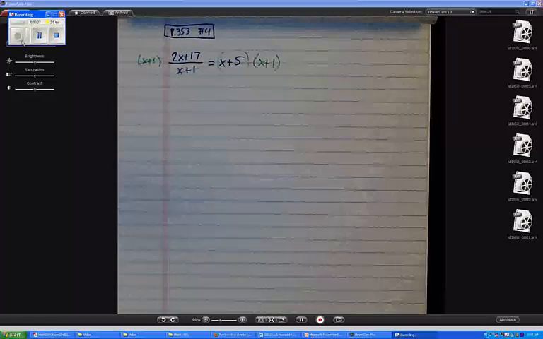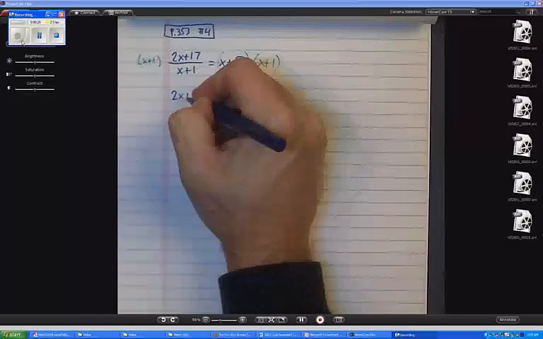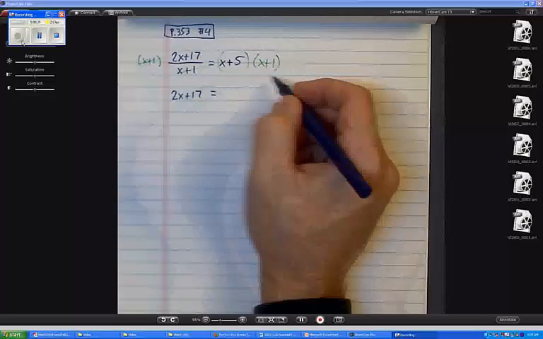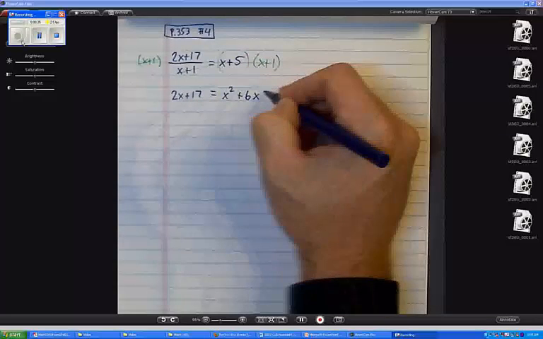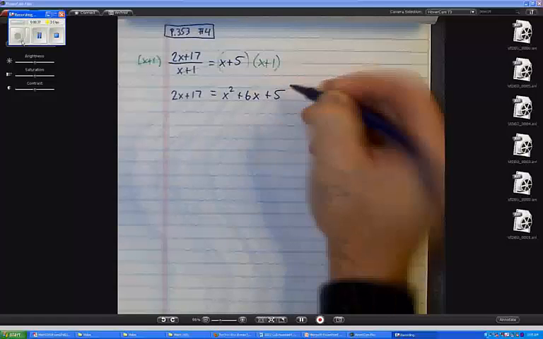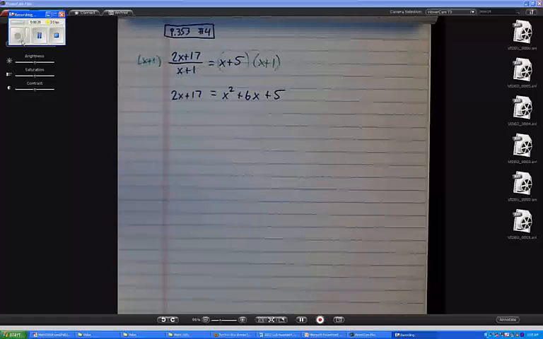So I get 2x plus 17 equals, and if I work this out I get x squared plus 6x plus 5. Those two binomials, multiply them out, give you that trinomial. Okay, next step.